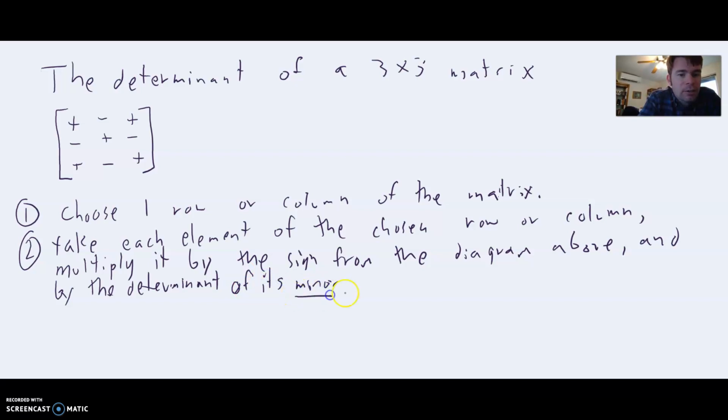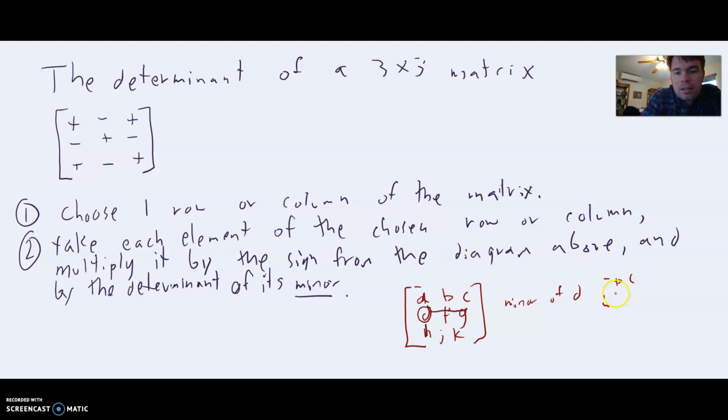Okay, what's a minor? A minor says if I look at a particular element of a matrix, maybe I've got the matrix A, B, C, D, F, G, H, J, K. If this is my matrix and I wanted to look at element D, then the minor says just ignore the entire row and column that are there. So the minor of D is going to have us looking at B, C, J, K.